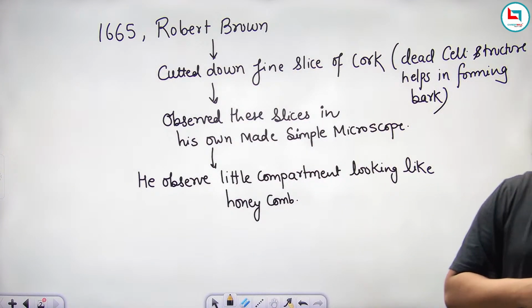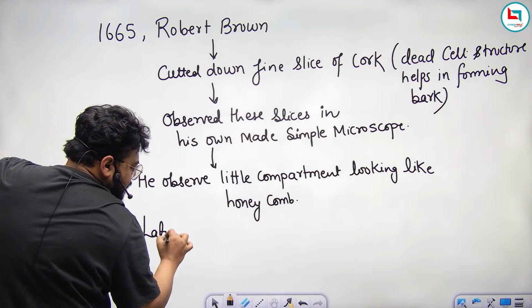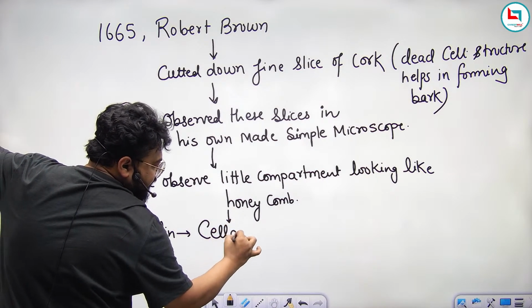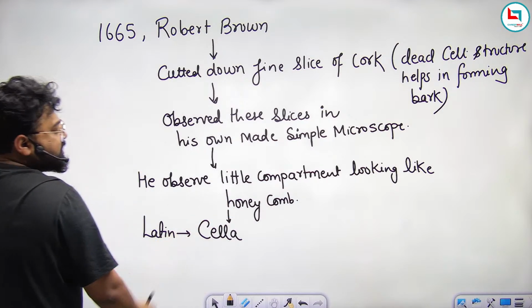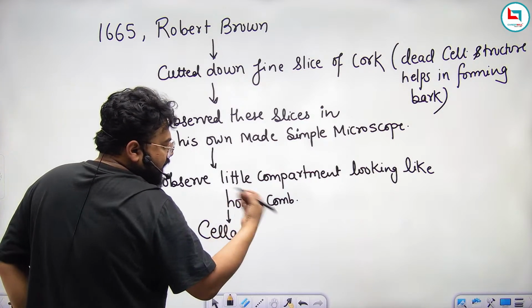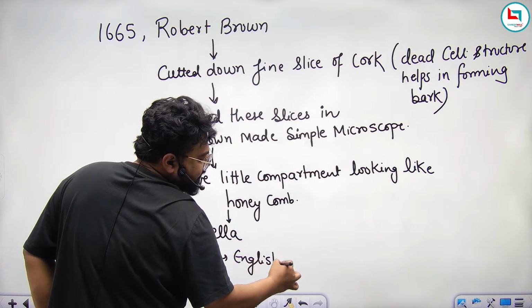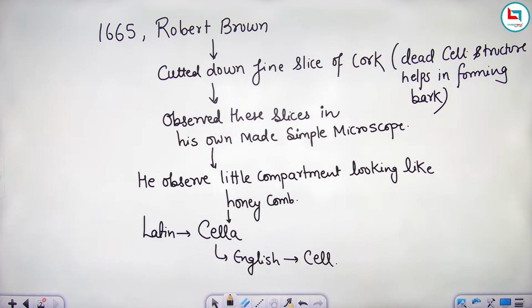In the Latin language, this honeycomb like structure is called cella. So the word cell is derived from which language? Latin language. And in English we call it cell, which is the structural and functional unit of life. Is that clear?